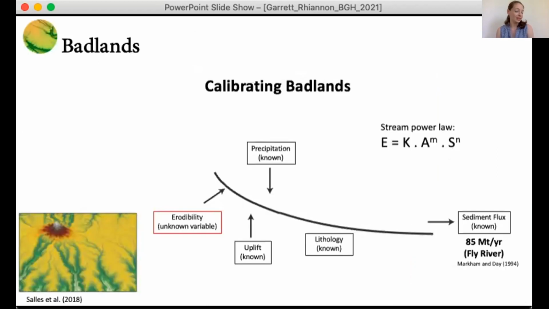I used Badlands for this, and Badlands by default uses the stream power law to simulate fluvial incision. For the late Quaternary, most of these variables are either known or can be estimated because we're looking at a very young landscape. We can usually just use modern data. So we have a good handle on precipitation rates, uplift rates, the distribution of lithology, and on the sediment flux because we have measurements of the sediment loads of the major rivers in the area. The unknown variable is the erodibility, and so we can use those known variables to constrain the erodibility.